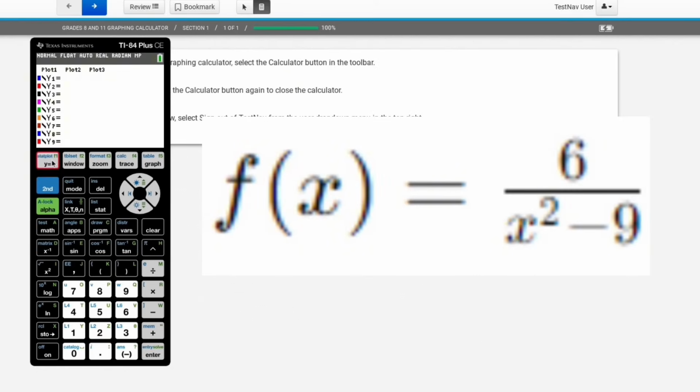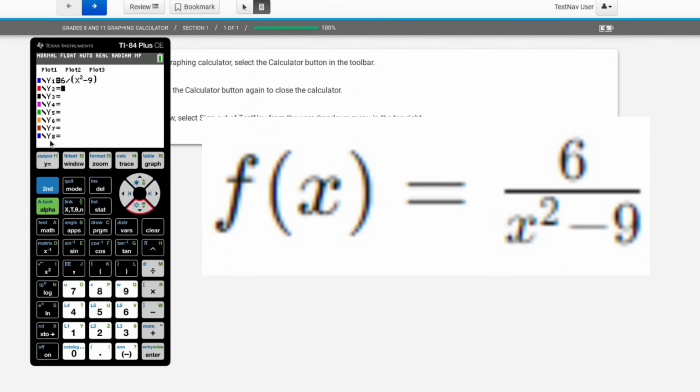All right, let's graph these puppies. I've got my first equation being 6 divided by, make sure you put the entire denominator in parentheses, otherwise your calculator will not know what you're talking about. TI-84 plus, you're very reliable.